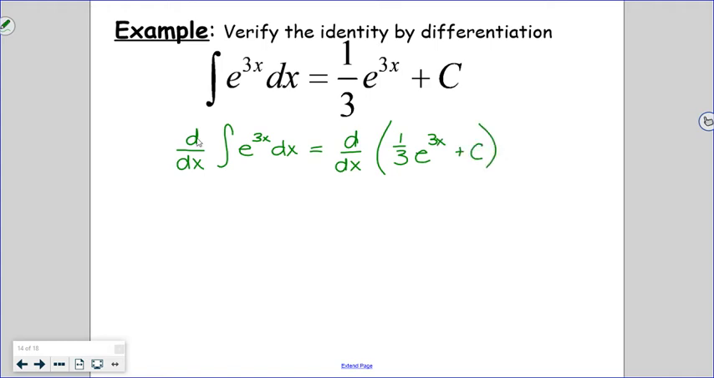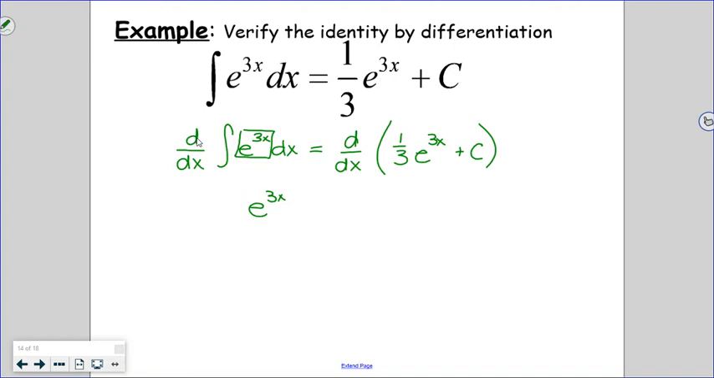That's one step, just showing that I'm taking the derivative of both sides. The left-hand side is very easy to clean up because the derivative and the integral essentially become inverse functions of each other. When I take the derivative of the integral, we get the interior function, e to the 3x.